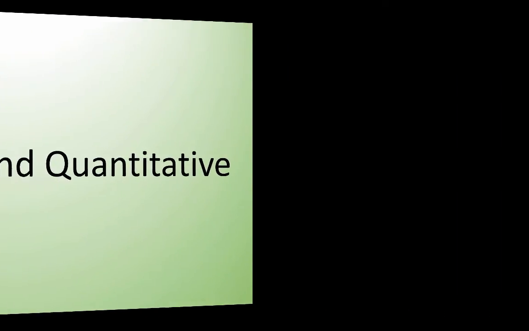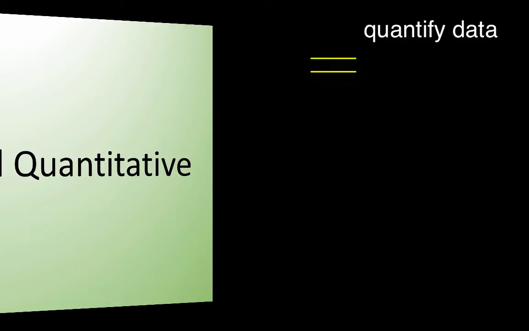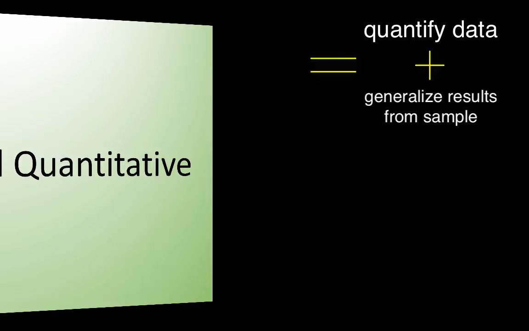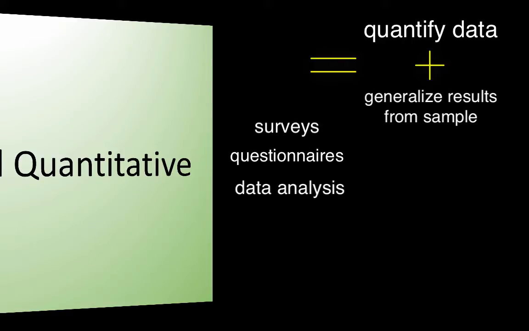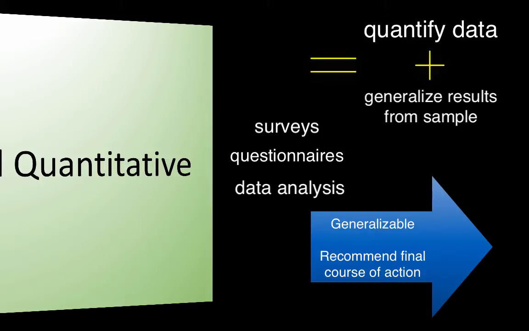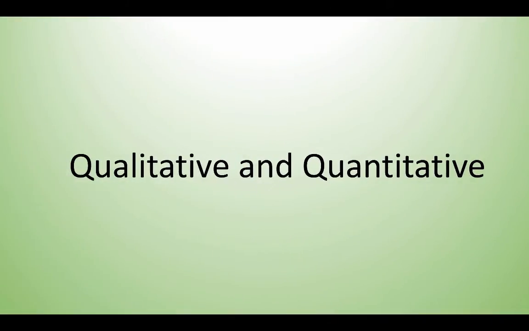Quantitative research is used to quantify data and generalize results from a sample to the population of interest. We come to quantitative conclusions through methods like surveys, questionnaires, and data analysis. The data is often generalizable to larger populations and recommends final courses of action. Let's look at a couple examples on how to represent these different types of research on a poster.